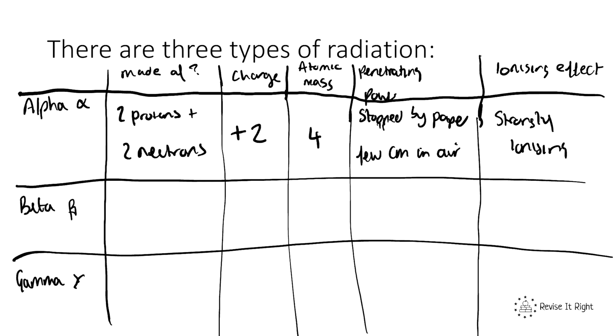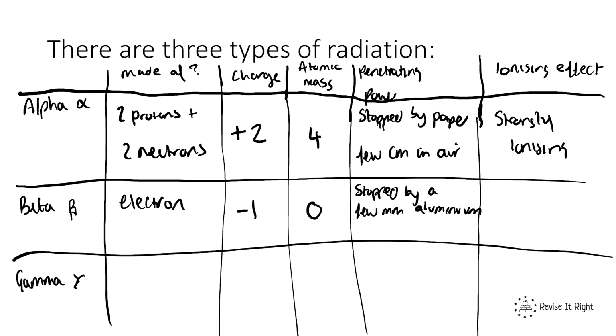Now we'll move on to beta. Now beta is a fast moving electron, and we know that electrons have a charge of -1, and we know that electrons have a mass of basically 0, so we put 0. In terms of its penetrating power, it's stopped by a few millimetres of aluminium.